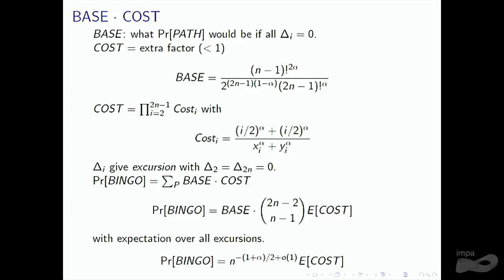We could put in the constants here, but I just give you the result that the probability of bingo is n to this power minus 1 plus alpha over 2, plus smaller order terms, which we could get exactly, times the expectation of the cost. So now the cost, you've got this random path from 1,1 to n,n, and the cost is measuring how far you deviate from the main diagonal. The further you deviate from the main diagonal, the smaller the cost.